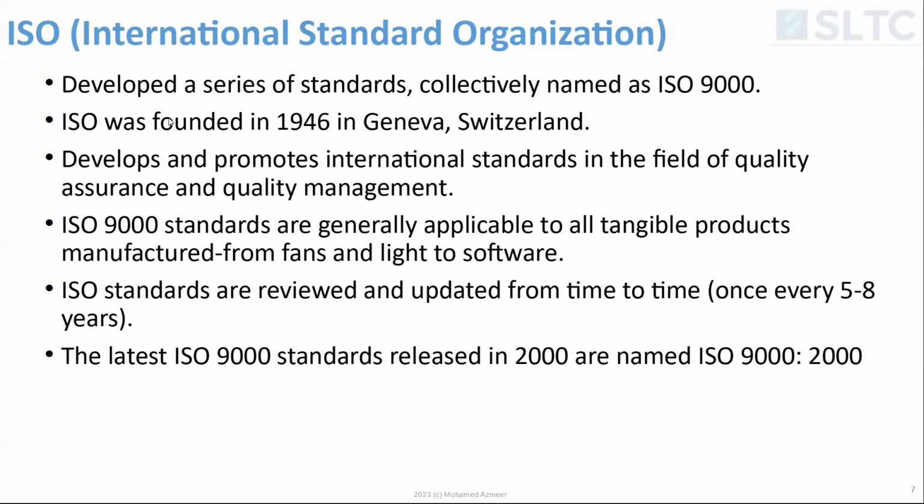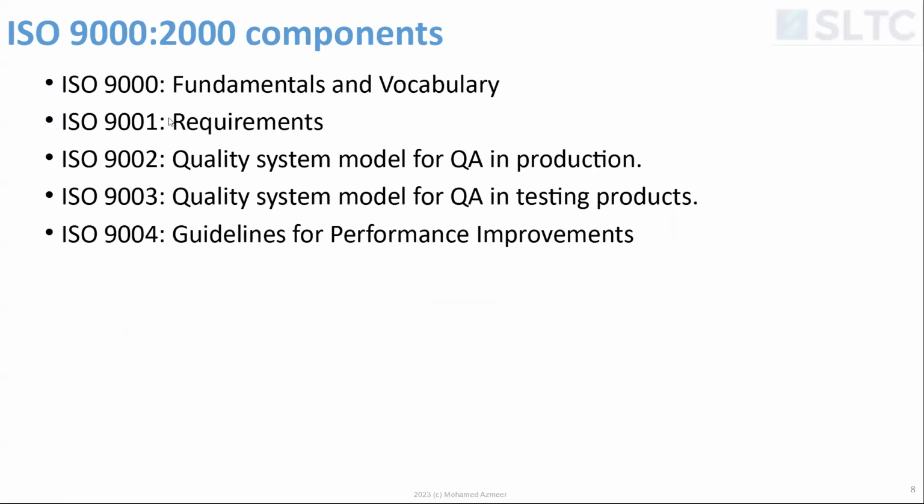Okay. And every 5 to 8 years, they review the standard. Remember, standard must be flexible. So they review the standard and see, okay, do we need to do any changes, right? So the one we are looking at now is reviewed in 2000. So now it's called ISO 9000 colon 2000. Same standard, ISO 9000, but revised in year 2000. Now that also is broken down into few other areas. So there is 9000, 9001, 2, 3, 4.